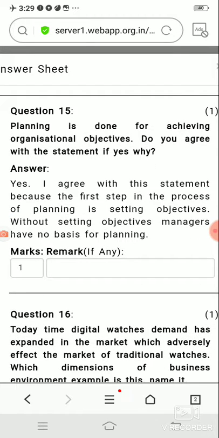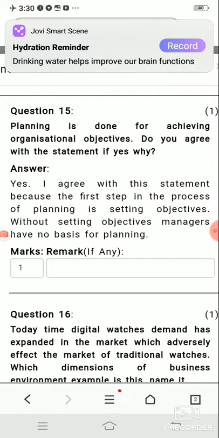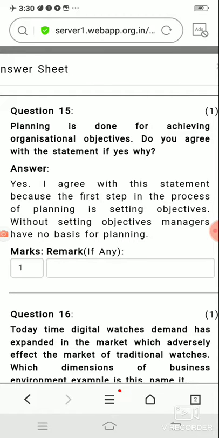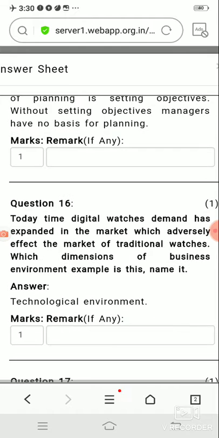Next question is: planning is done for achieving organizational objectives. Do you agree with this statement? If yes, why? The answer is: why do we do planning? We do planning so that we can achieve the organizational objective. So definitely the answer is yes, I agree with the statement, because this is the first step in the functions of management, and in planning only we set the objective, and according to the objective we plan so that we can achieve our objective.